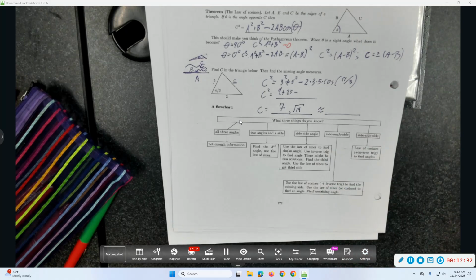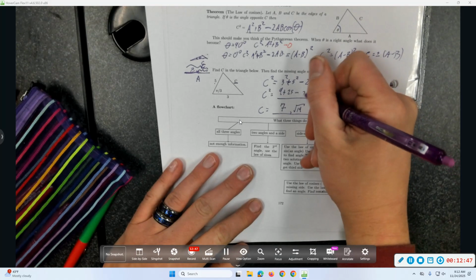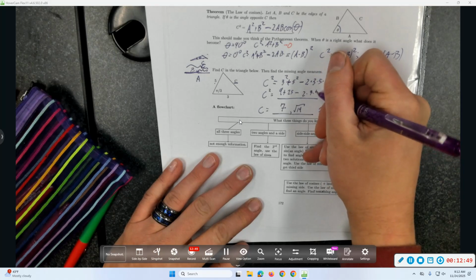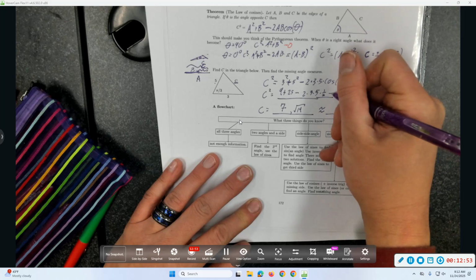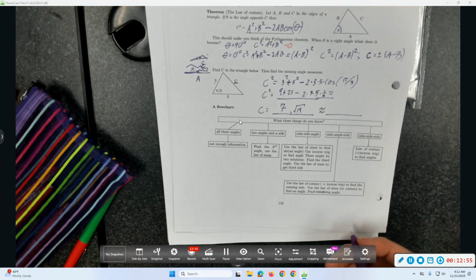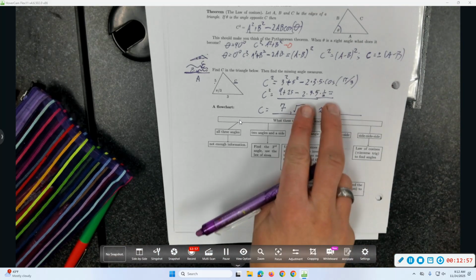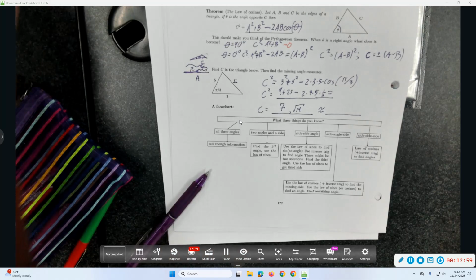How many people took out the unit circle? How many people use the calculator? How many people have just engraved the unit circle in their brain at this point? Yeah, that's my goal. You look at it enough times and eventually you just know it. Alright, so 2 times 3 times 5 times 1/2. Wait, let's keep walking left to right. The 2 and the 1/2 can cancel.